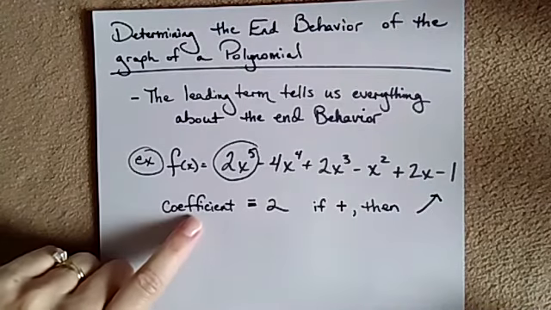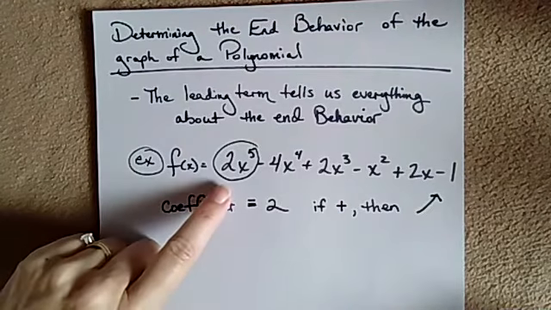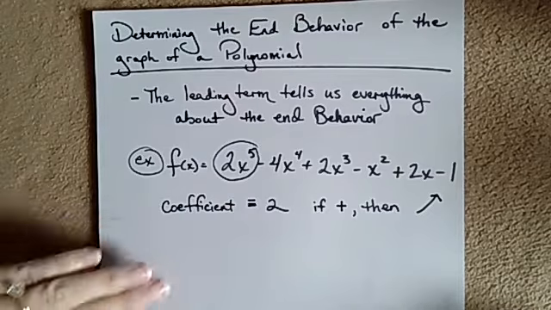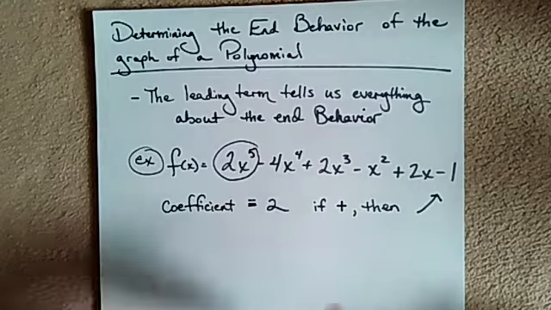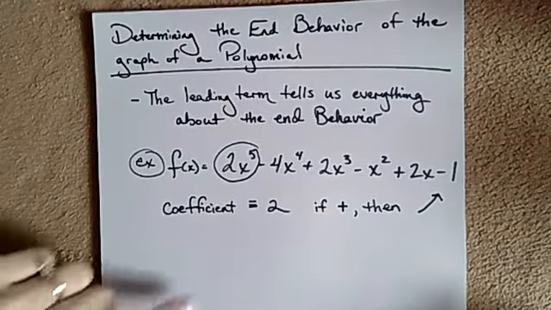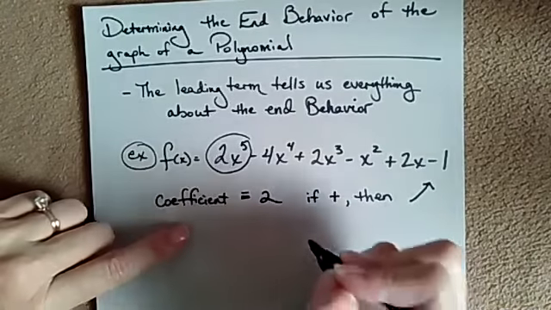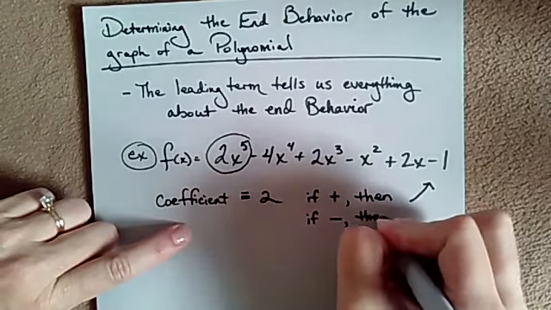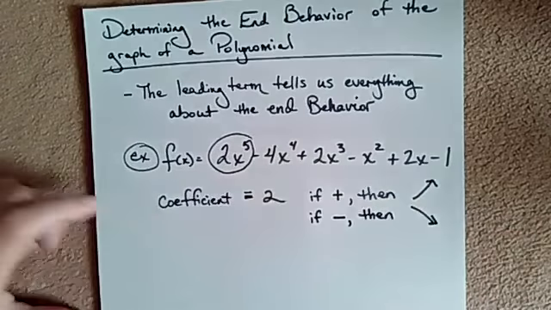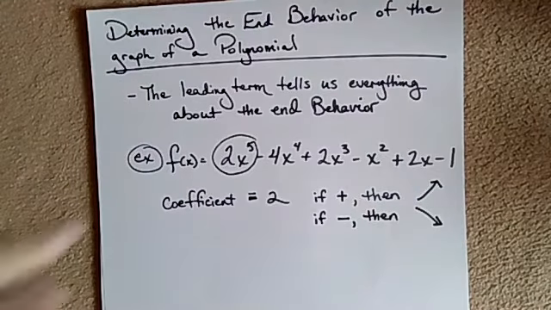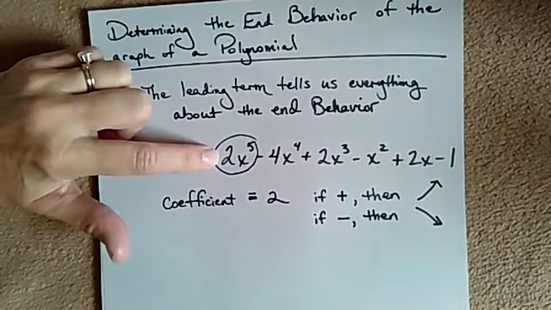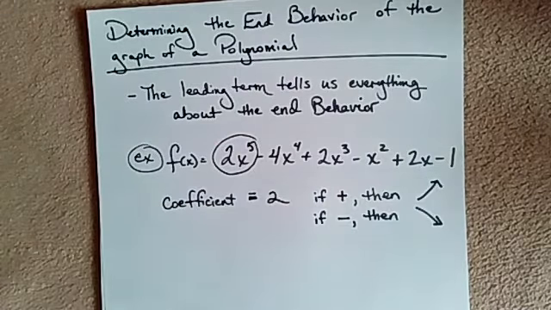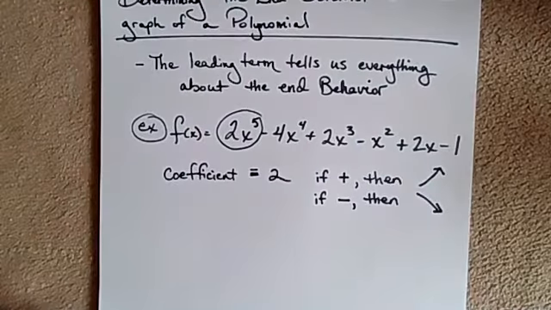Okay, so the coefficient tells us how this function, when we graph it, is going to head, what direction as we go to infinity, on the right side of the graph. If the coefficient is negative, then it goes down. Makes sense? Very simple. Okay, so just look at the coefficient, and since it was positive 2, we know that it went up. Okay. So that's the coefficient.